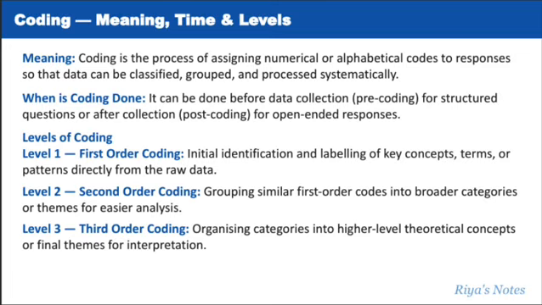Levels of coding. Level 1. First-order coding. Initial identification and labeling of key concepts, terms, or patterns directly from the raw data. Level 2. Second-order coding. Grouping similar first-order codes into broader categories or themes for easier analysis. Level 3. Third-order coding. Organizing categories into higher-level theoretical concepts or final themes for interpretation.